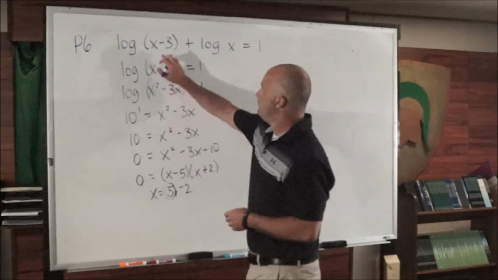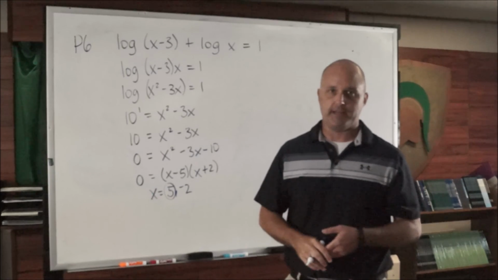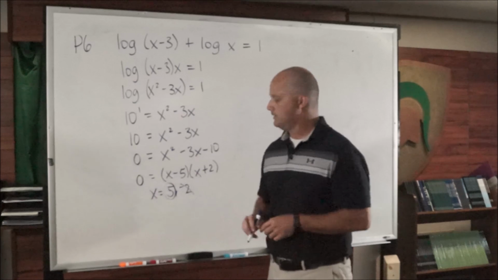Now we put negative 2 in here. Negative 2 minus 3 gives us negative 5. As soon as we see that negative 5 in where the x would be, you know that that cannot be a solution. So we're going to take negative 2 out.